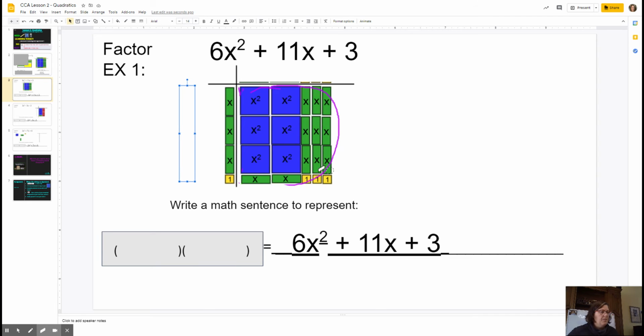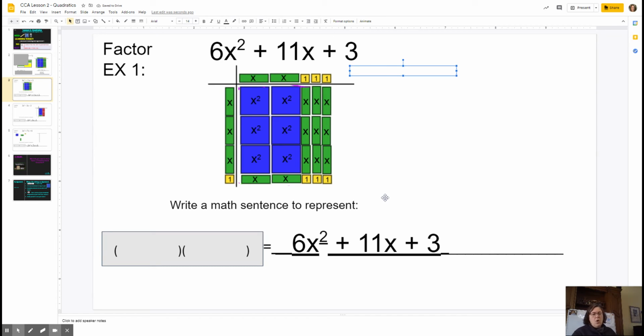And then we can do the same thing for up above. So we're going to count what we have going across. I've got X plus 1 plus 1 plus 1. So then I can move this off to the side as well. Once you know the tiles that go on the top and this side here, then you're going to write that algebraic expression to represent them.